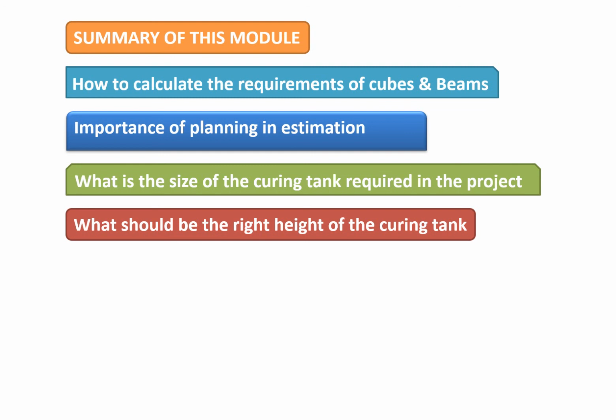And what should be the right height of the curing tank is also discussed in this module, because normally we keep 3 layers of cubes in height, each cube having a 150 millimeter height, so 3 cubes will be 450 millimeters, and with a clearance of 250 to 300, you can have a curing tank height of not more than 0.75 meters at any point of time, in order to make sure that your cubes are easily accessible and anybody can operate, take out and put the cubes in for curing in the curing tank.